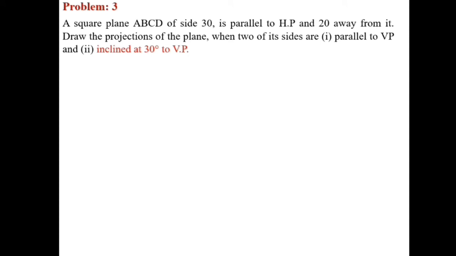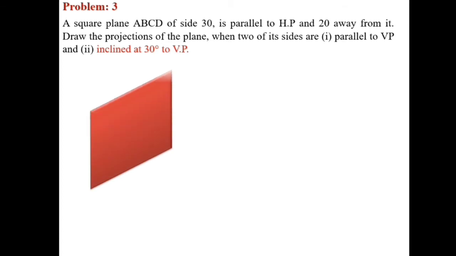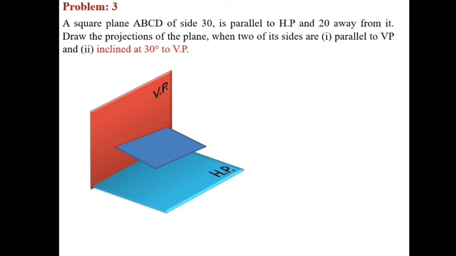And next, problem number 3, second method: it is inclined 30 degree to VP. Now you see this figure, a square plane inclined 30 degree to VP. So any two of its sides are inclined 30 degree to VP. That means AB and CD, these two sides, are inclined 30 degree to VP.